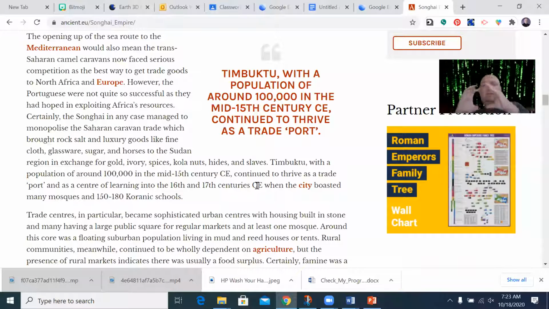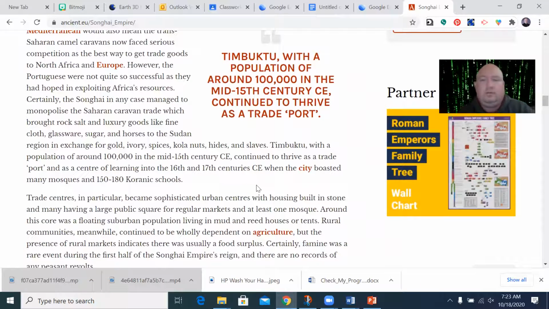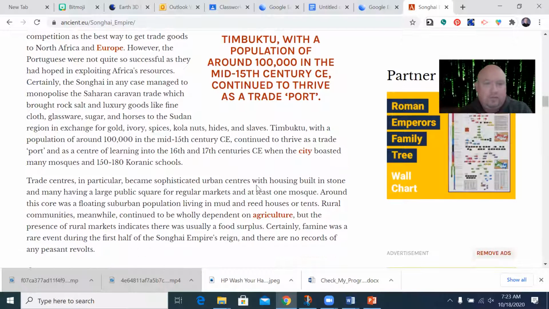So you have your inner city, and then outside of that are those suburbs. That's something that actually exists here. That's not always found throughout the world, especially at this time. Nowadays, it's a thing. Back then, it wasn't as much of a thing. So that shows a pretty high degree of centralization in cities. Rural communities, meanwhile, continue to be wholly dependent on agriculture, which means farming.